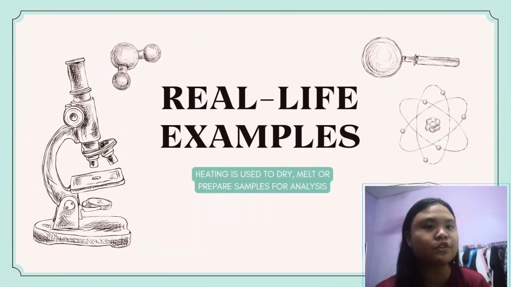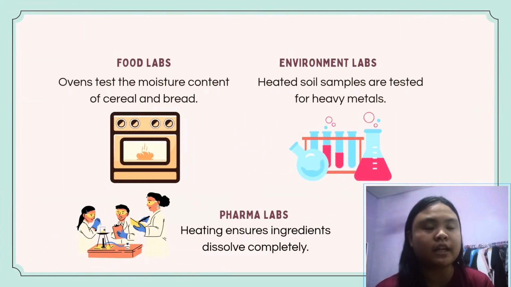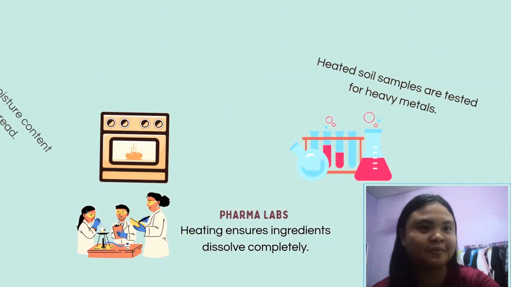Now, let's move to the real-life example. In food labs, ovens test the moisture content of cereal and bread, as I mentioned from the tools used. And then in environment labs, heated soil samples are tested for heavy metals. And in pharma labs, heating ensures ingredients dissolve completely, and each tool helps make testing accurate and repeatable.